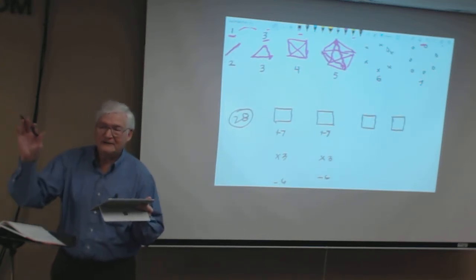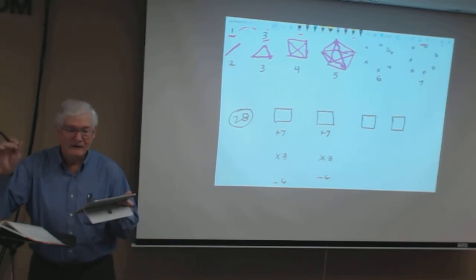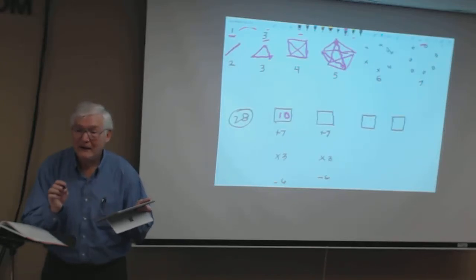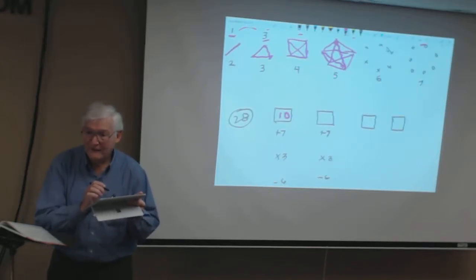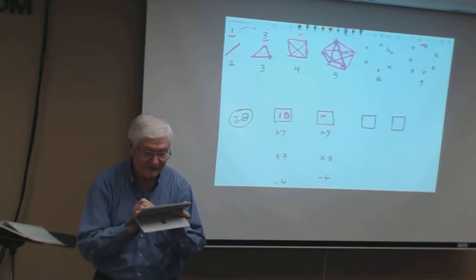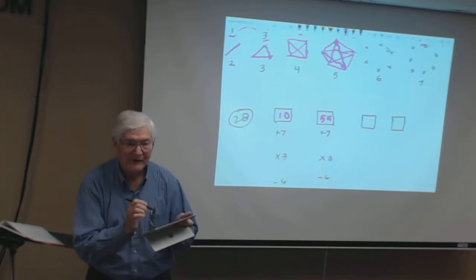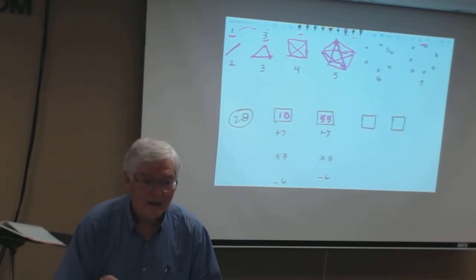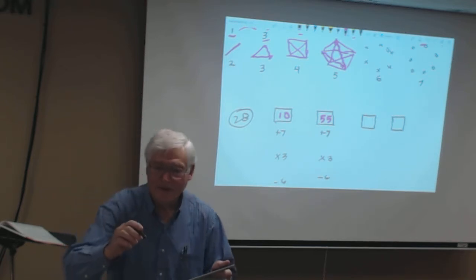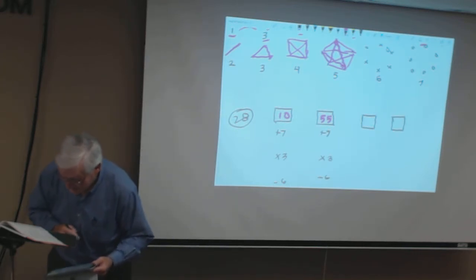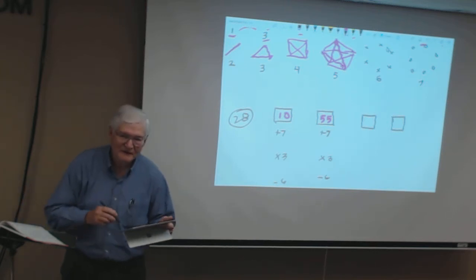Select a number. Somebody say a number. 10. Somebody else say a number. 55. 55. I don't want to misrepresent you here. Somebody else pick a number. 294. You put that one on your paper, because 28 says, follow the procedure for 4 different numbers.